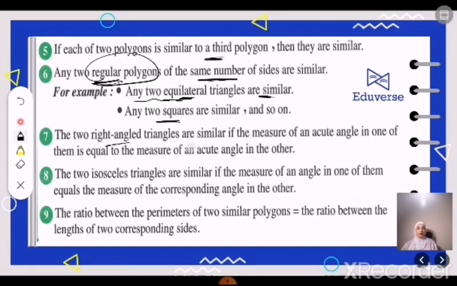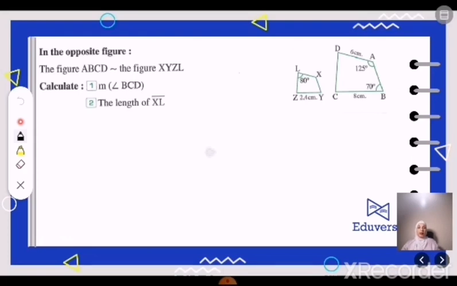Two right angle triangles are similar if the measure of an acute angle, just one angle other than the right angle, equals its corresponding angle in the other triangle. Also, two isosceles triangles, if one angle in the whole triangle equals its corresponding angle, we say the two isosceles triangles are similar. The ratio between the perimeters of two similar polygons equals the ratio between the lengths of two corresponding sides. Let's have an exercise about this.